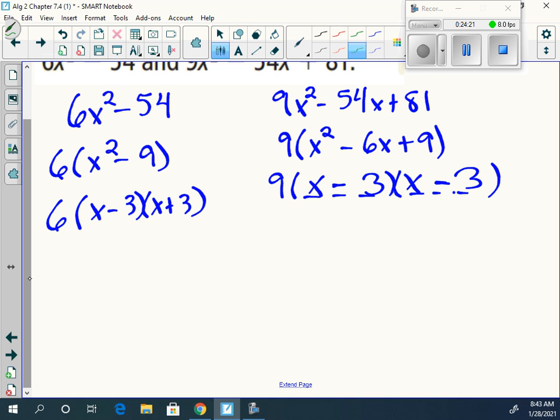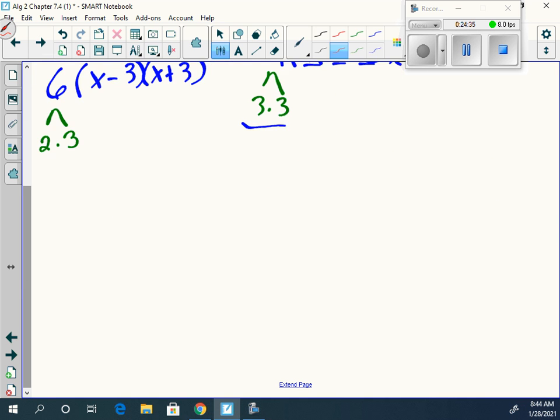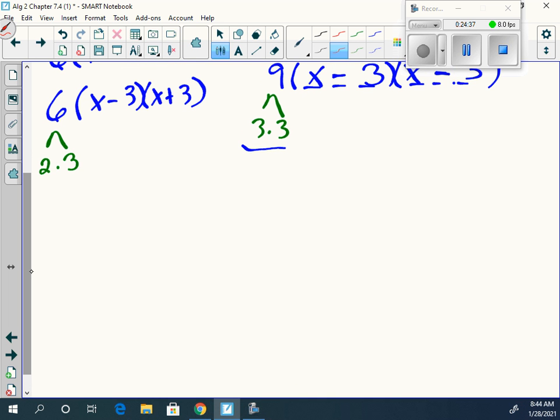Yes, it would be. Because if we look at the breakdown of 6, 2 times 3, and 9 is 3 and 3. So I would take both of the 3s. Let's do this in red. I would take both of these 3s here because that's the one where they appear the most. And I would take a 2. So we have 2 times 3 times 3.